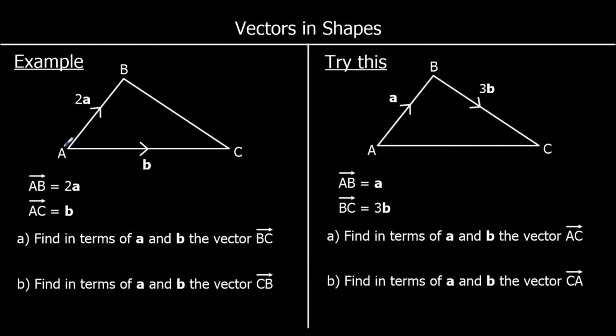So B to A, we're going to go backwards along a 2a. A to B is called 2a, so B to A is called minus 2a. We're going backwards along a 2a, and then we're going along a b. So from B to C is called minus 2a plus b.